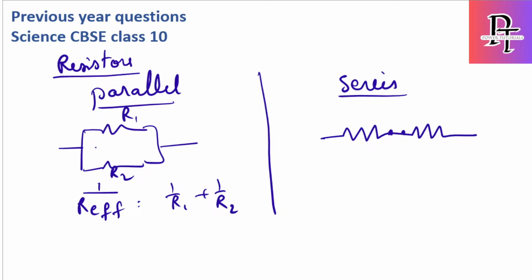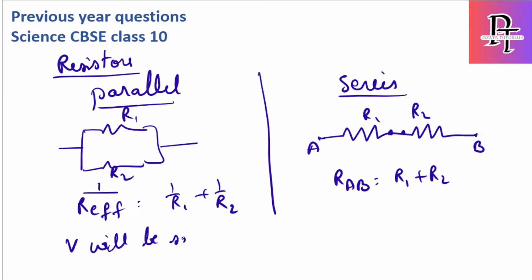Okay, fine. So this is A and this is B, suppose, and if I say this is R1, this is R2, then RAB is written as R1 plus R2. This is for series resistance. So in parallel, voltage will be the same, whereas in series, current will be the same. Current will be the same when it is passing through both the resistors. In parallel, voltage will be the same.